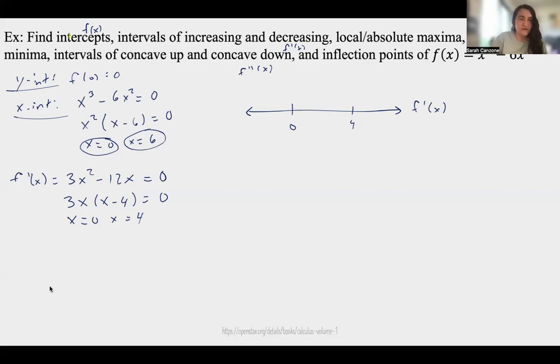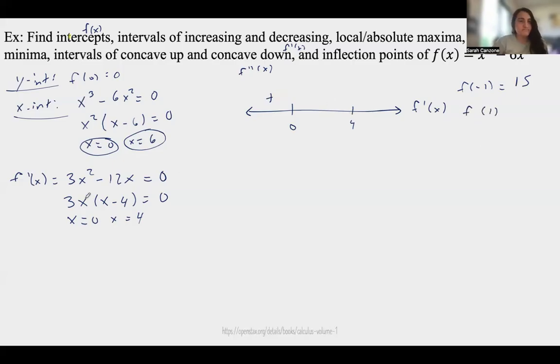I'm going to move my face down here. So let's see here. I need something less than 0, so maybe negative 1. I'm going to plug negative 1 into this, and I'm going to use the factored method to make it a bit easier. 3 times negative 1 is negative 3. Negative 1 minus 4 is negative 5. So this will give us positive 15. So this is plus.